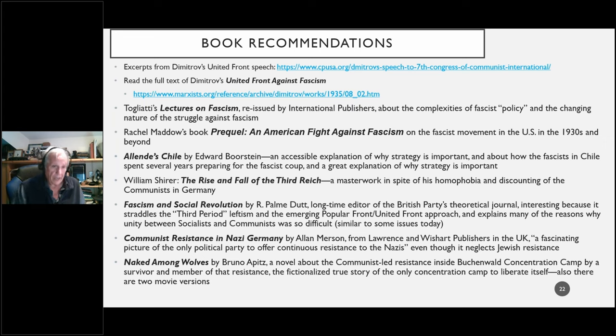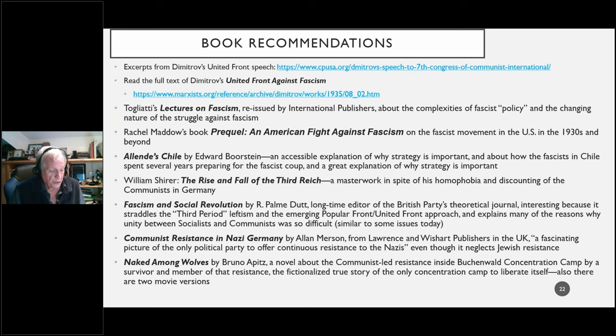There's a book I highly recommend, Allende's Chile by Edward Boorstein, which is fascinating in a lot of ways, and it's one of the best explanations of why strategy is important. There's William Shirer's The Rise and Fall of the Third Reich. He was a left-wing journalist, not particularly friendly to the communists, but a left-winger anyway, and it's a masterwork of the details of the coming to power of fascism and the problems within the fascist coalitions and the problems with the vacillating bourgeois politicians and all.